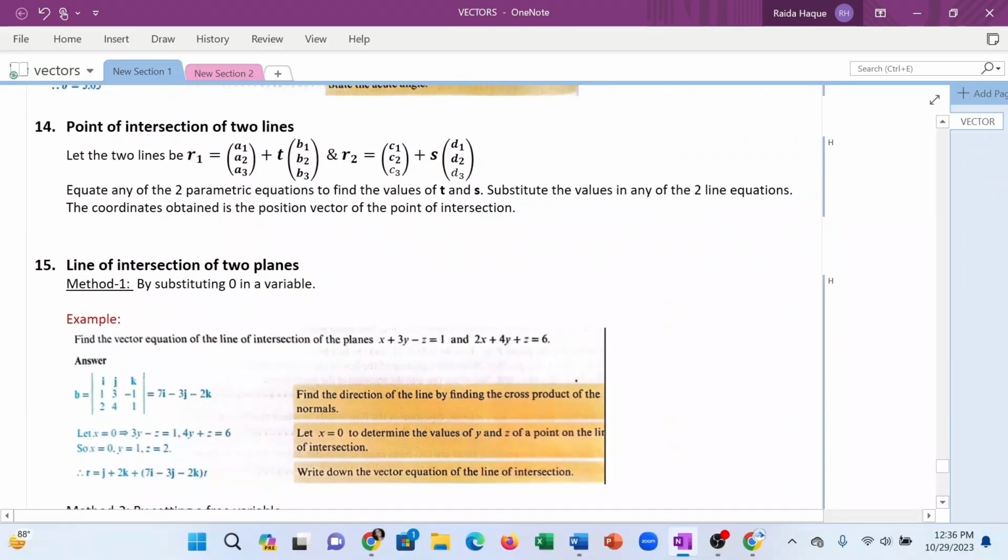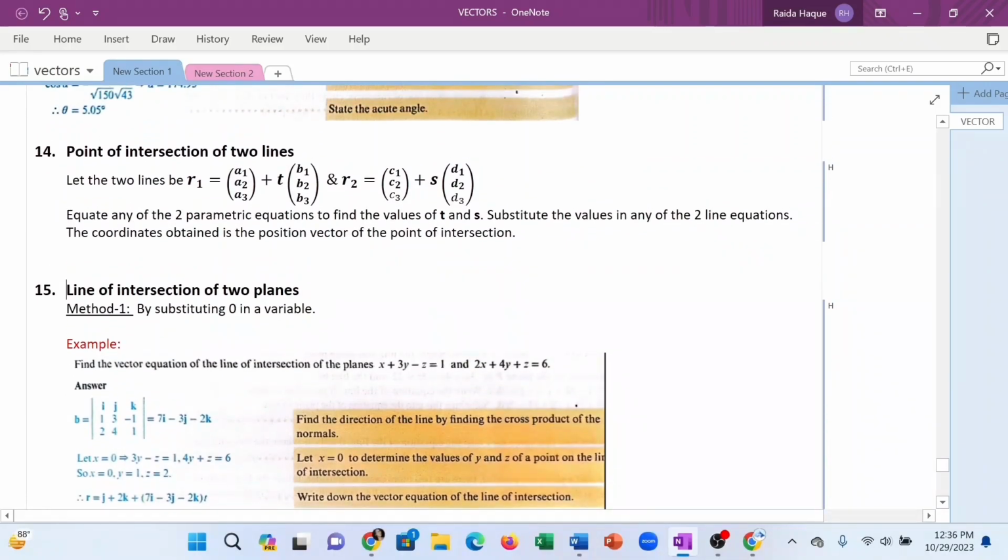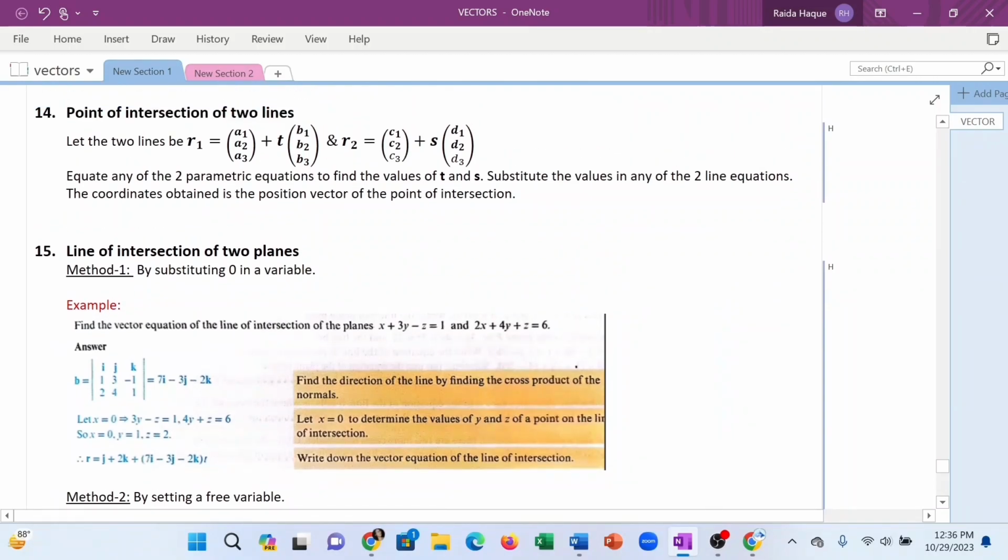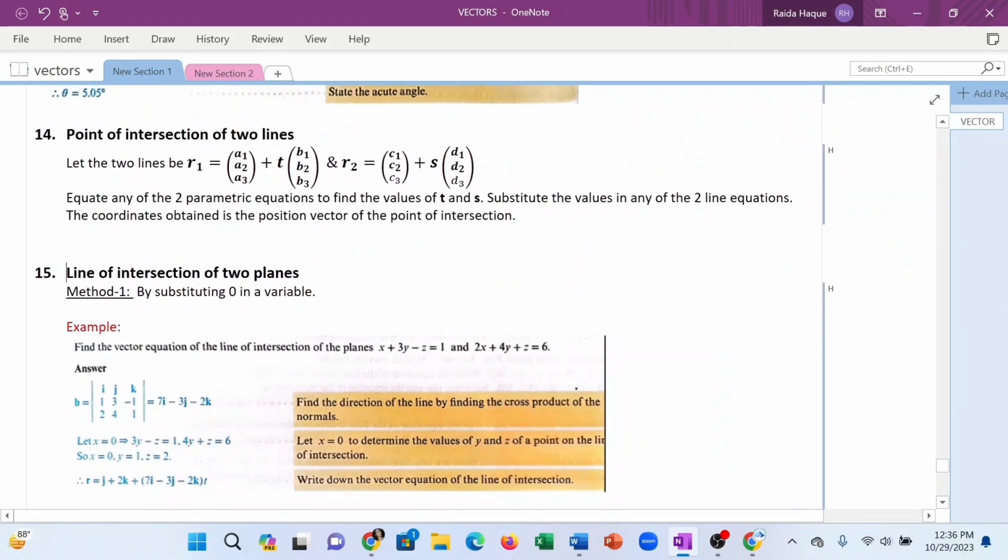So for the line of intersection of the two planes, we have two methods. Method 1 is by substituting 0 in a variable. So we will learn this using an example. Find the vector equation of the line of intersection of the planes. You have the two planes' equations given. So how do you substitute 0 into a variable?